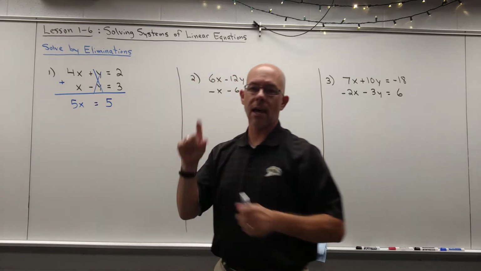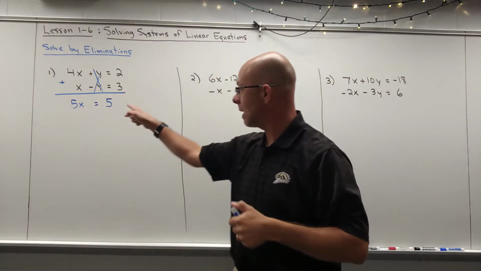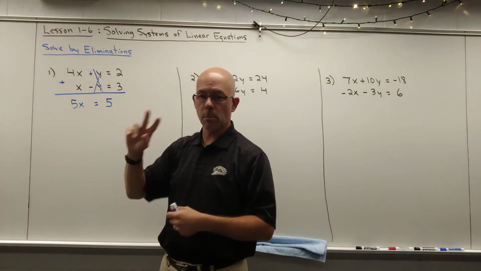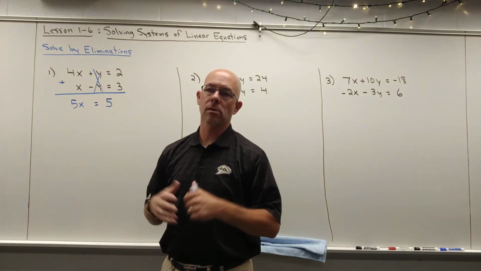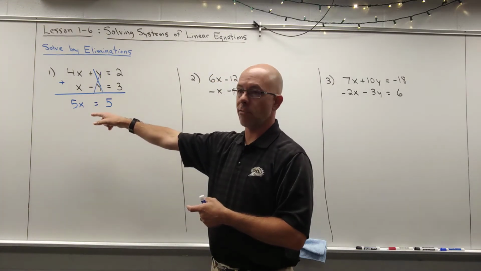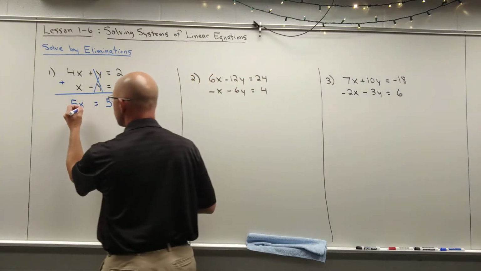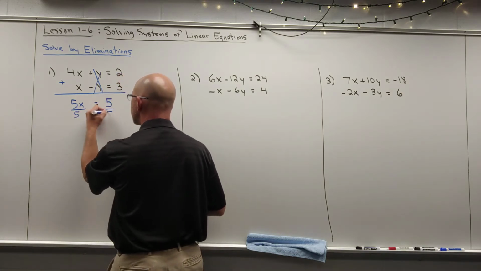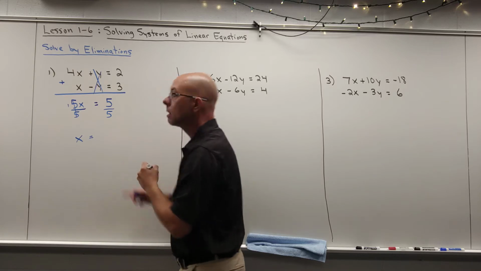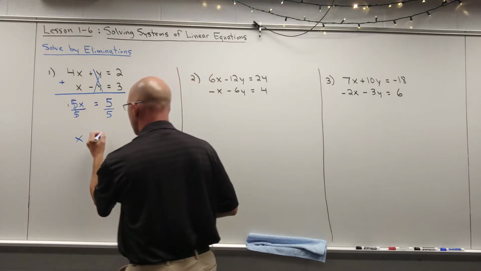So the point is to have an equation with one variable in it that we can solve. Folks, if this equation down here has both x and y in it, still, we can't solve it yet. We haven't done our job. So solving for x right here is straightforward. We divide both sides by 5. 5 divided by 5 is 1, 1x. 5 divided by 5 is 1.